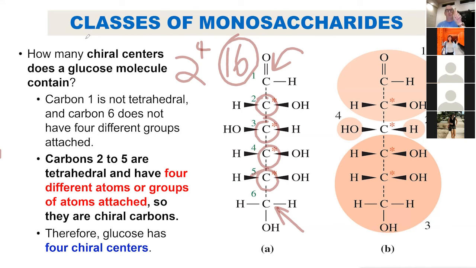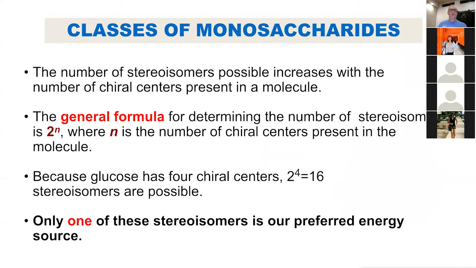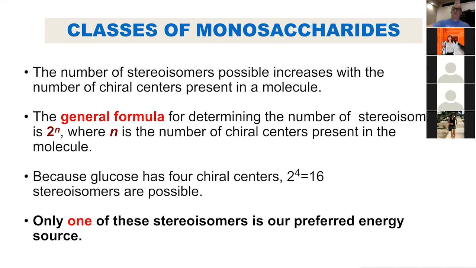And the really mind-blowing thing is that we only use one of them. Your body only recognizes one. I've always found that bizarre. So here's just what I mentioned. The general formula for determining the number of stereoisomers is 2 to the n, n being the number of chiral carbons in the molecule. Glucose has 4, so that makes 16. But we only digest one of them.